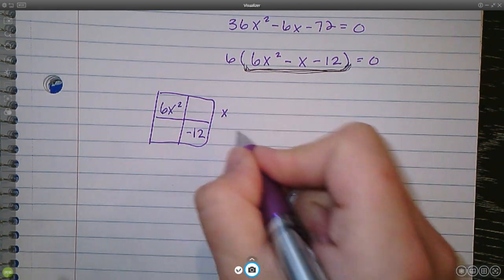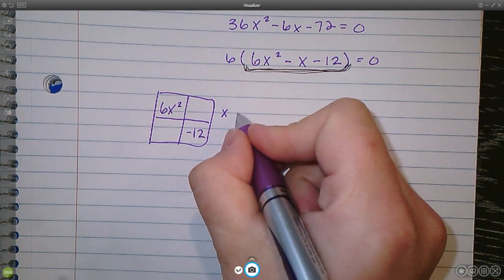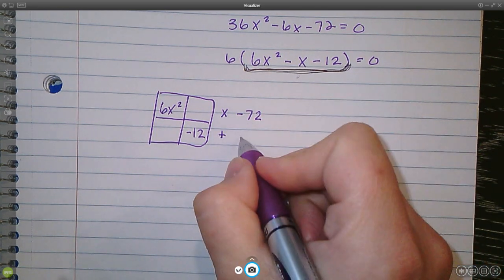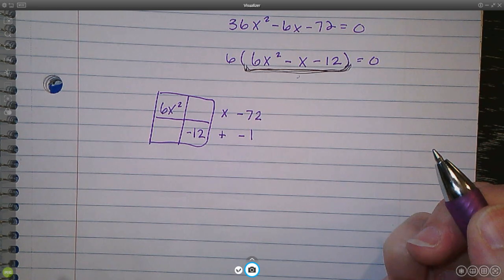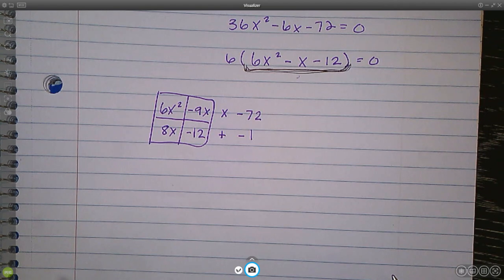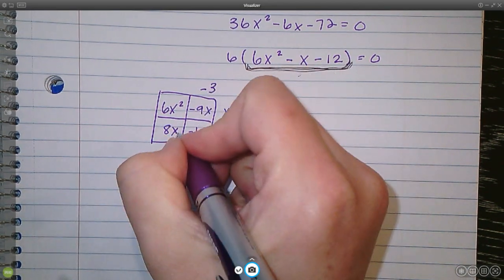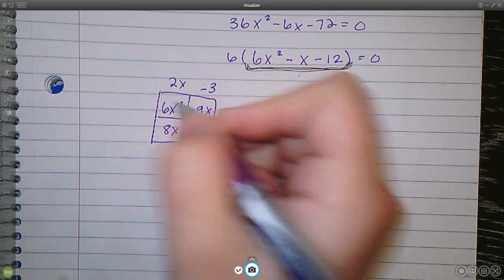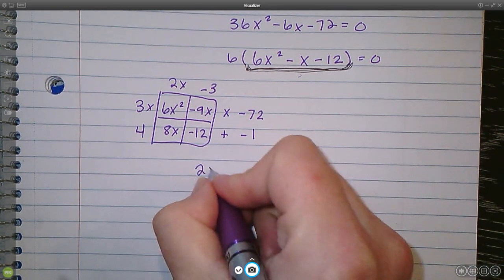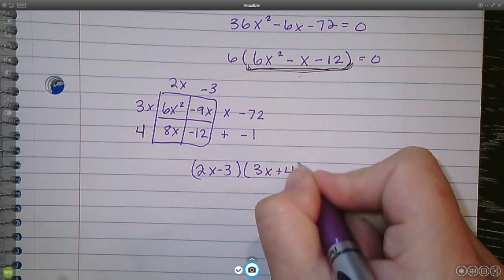Then you need two numbers that multiply to what? Well, you have to multiply the 6 and the negative 12. So they need to multiply to negative 72, and they need to add to this, which is negative 1. Those two numbers are negative 9 and 8. So those go in the other two boxes. Then you take out your greatest common factor. So this is negative 3, this is 2x, this is 3x, and this is 4. So we have 2x minus 3 as a factor and 3x plus 4.